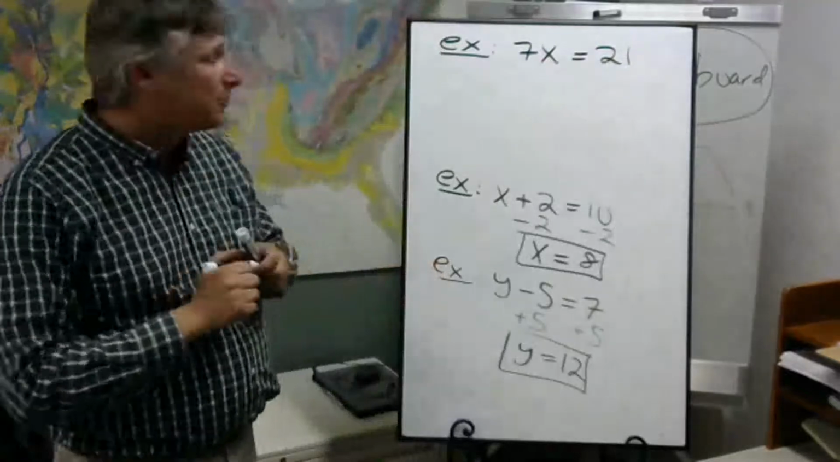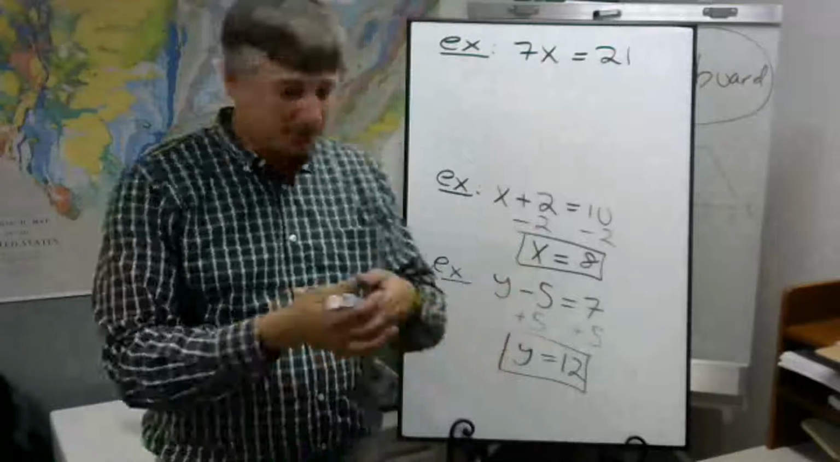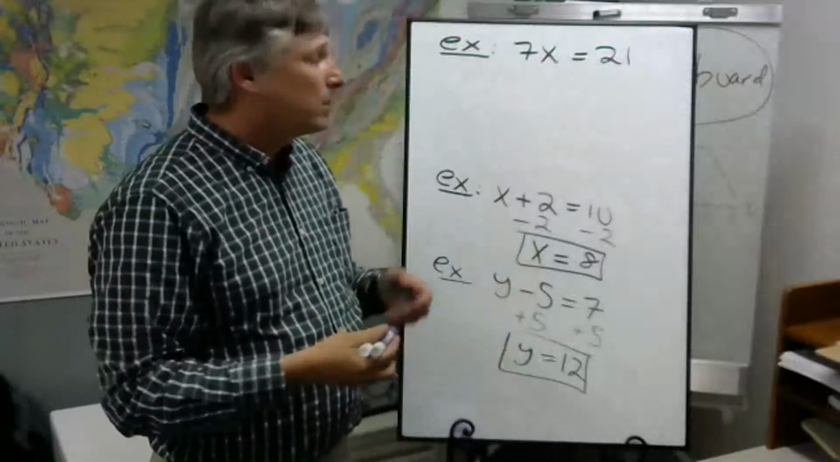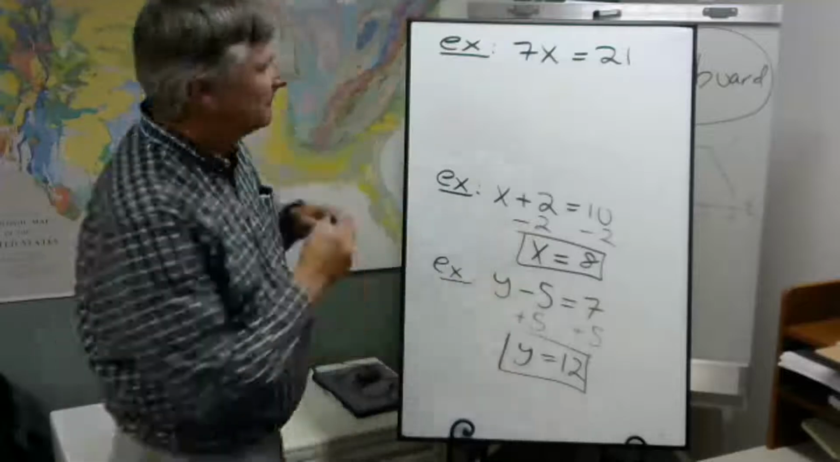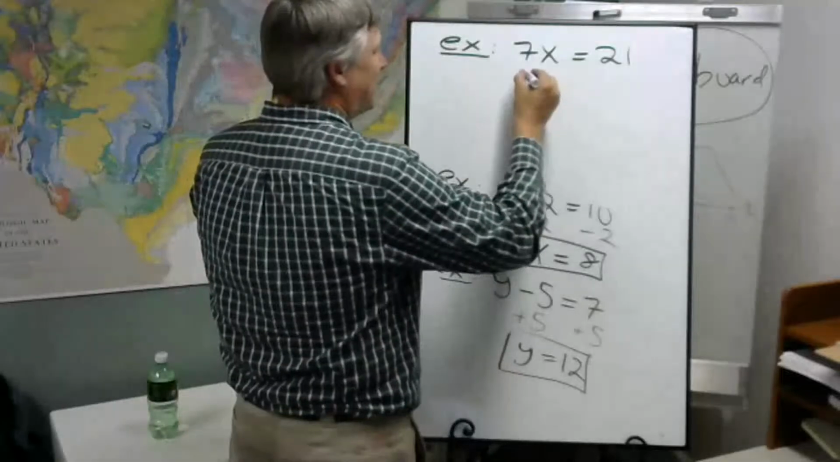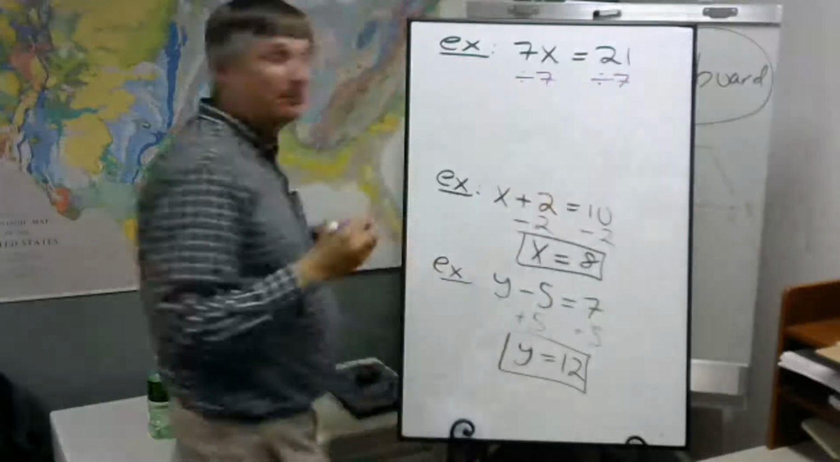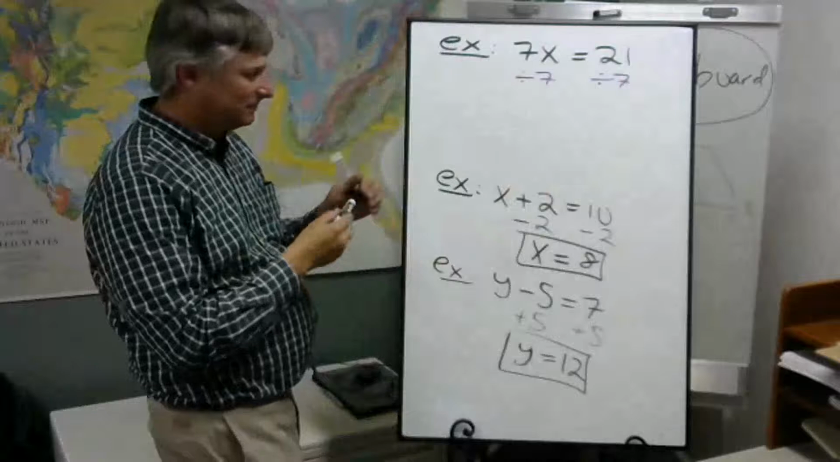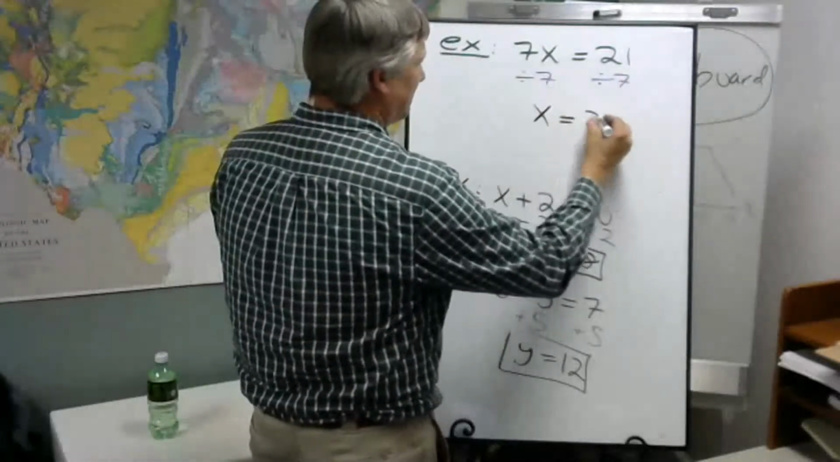Now you might recall in algebra, when there's a number next to a variable, it means multiplication. So we want to do the opposite of multiplication. That's division. So we divide both sides by 7. X equals 3.